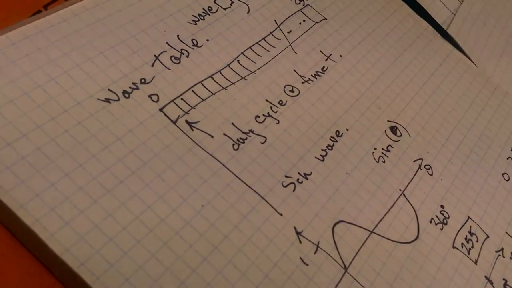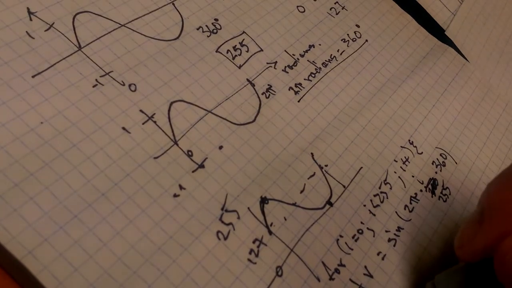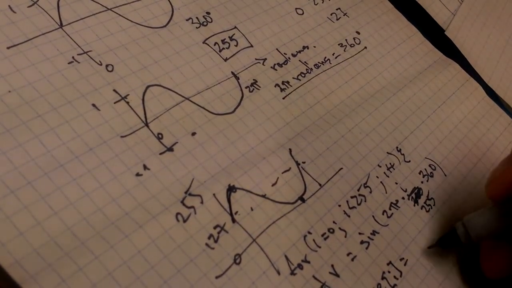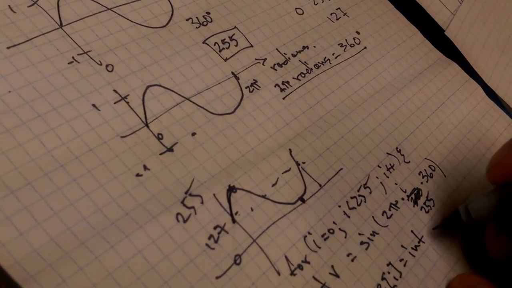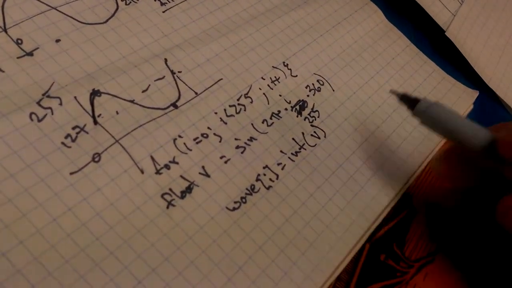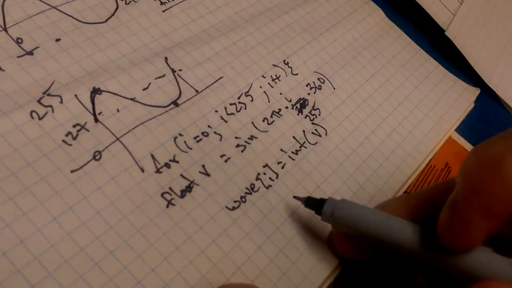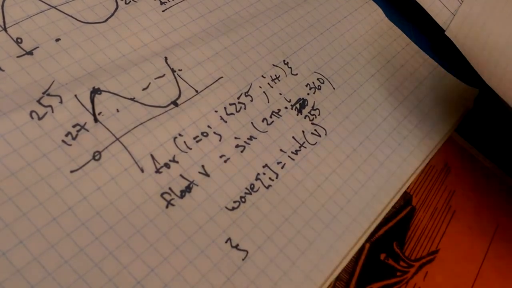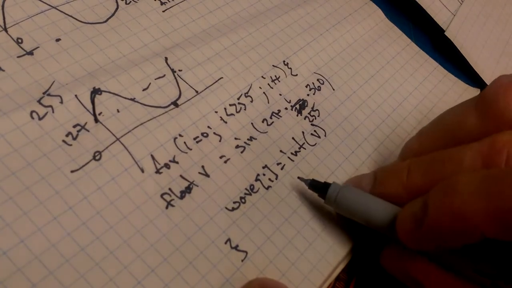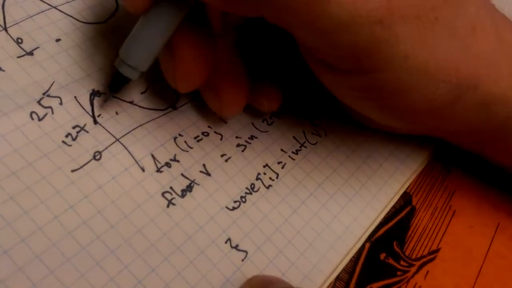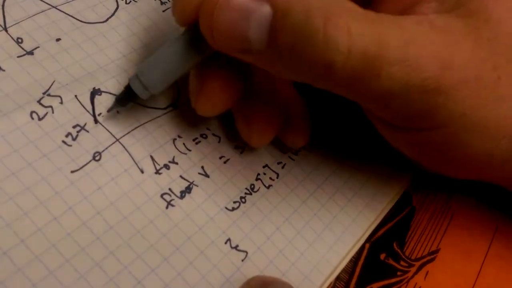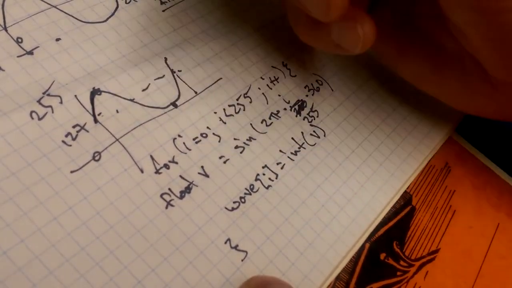And that's what we're going to call our array. So then wave[i] is going to be equal to, convert that to an int, our value v, our float that we've calculated from here. So that's our loop for generating a table of values that represent the duty cycle that we need in order to generate the voltage, right?